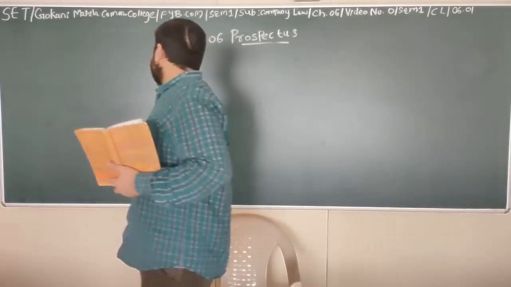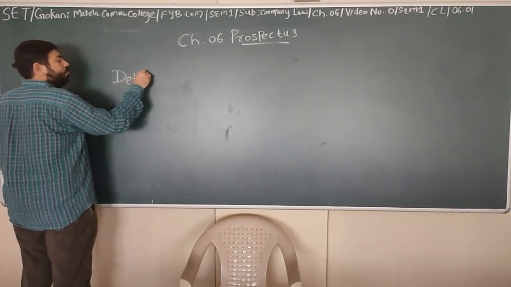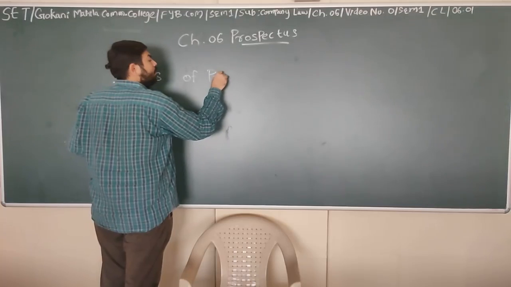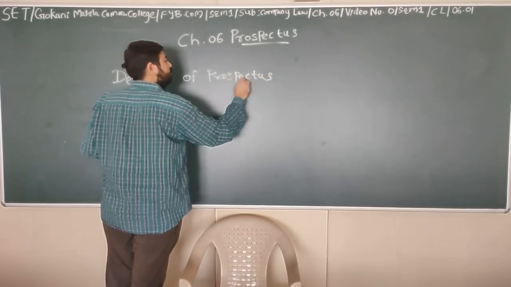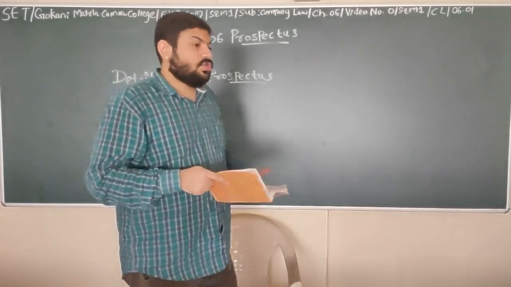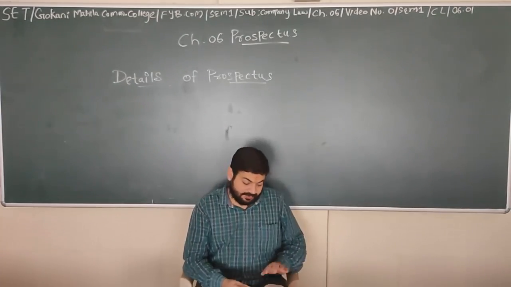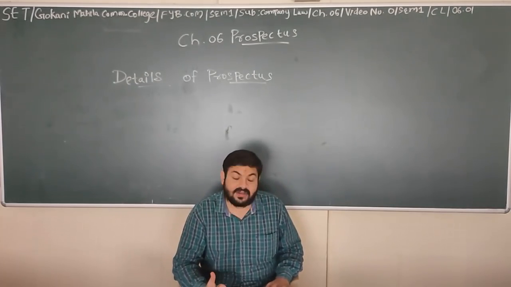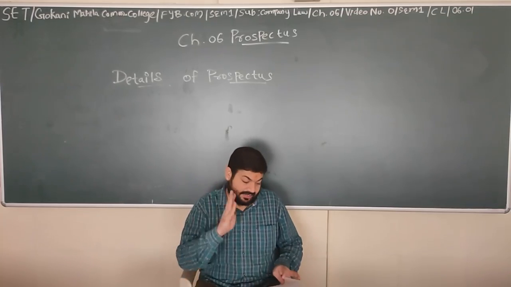Now we are going to see the details of the prospectus. So, what does the prospectus contain? What are the details of the prospectus? As per the requirement of the law, the company's prospectus should contain all the details given in Schedule 2 of the Companies Act. The details in Schedule 2 can be divided into 4 sections.